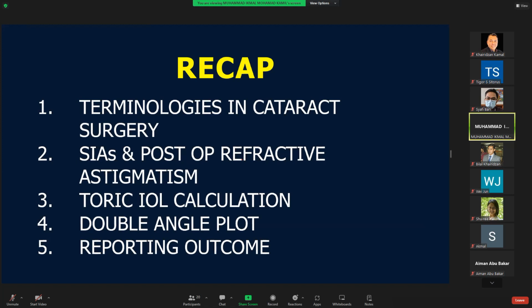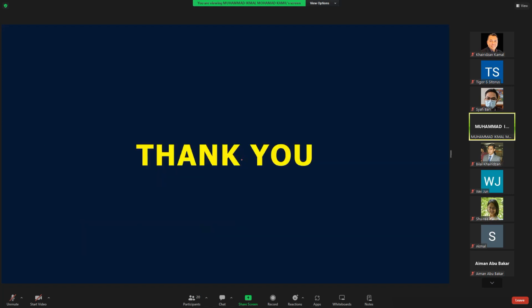So in conclusion, we already covered the important terminologies in cataract surgery. The second one, the SIA and post-op refractive astigmatism, and toric IOL calculation, and then the fourth one is the double angle plot and how to report the outcome.